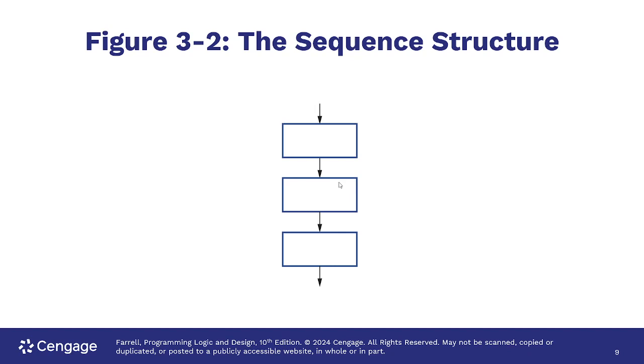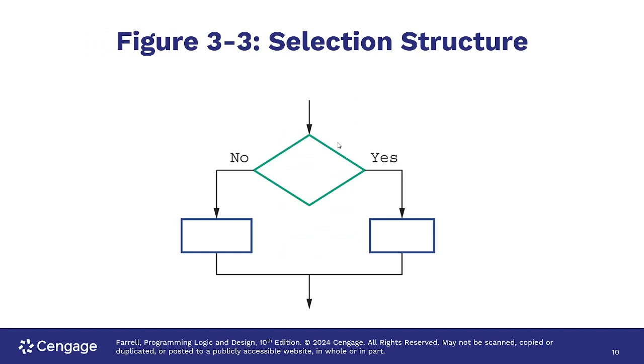This is sequencing. We've seen it before. You just go from top to bottom and read the lines of the statements of code. This is a selection structure. If the selection control is true, it goes one way. If it's false, it goes the other.